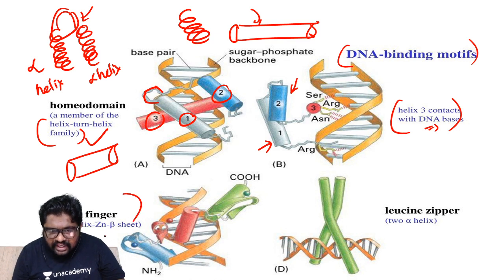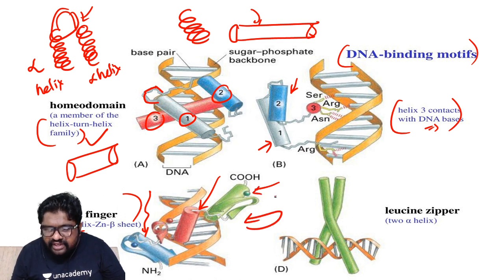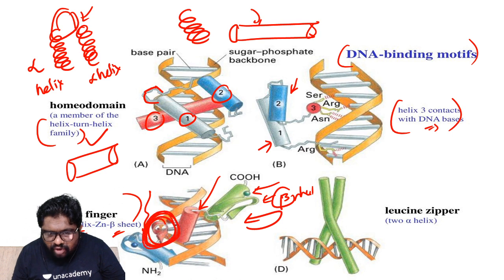In this area, I want you to notice you have an alpha helix. Can you tell me where the alpha helix is? This cylinder is an alpha helix. This red cylinder is an alpha helix, and this green cylinder is also an alpha helix. But these arrow marks that you see in green color are called beta sheets. Between the alpha helix and the beta sheet, this structure will have the zinc. This is called the zinc finger motif.